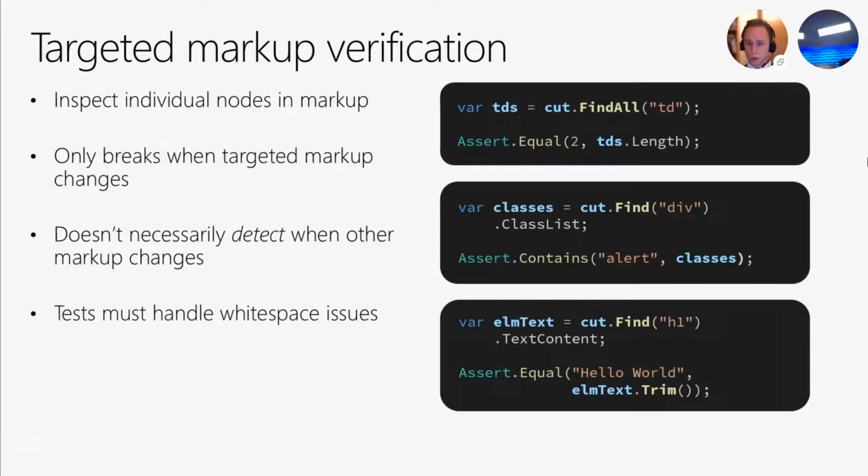Another issue to be aware of is that changing indentation or adding line breaks in your Blazor files can cause text nodes to change, even if it is an insignificant change from an HTML point of view. So your test will have to deal with insignificant white space to remain stable. So in this last example here, we are using the trim method to do just that.